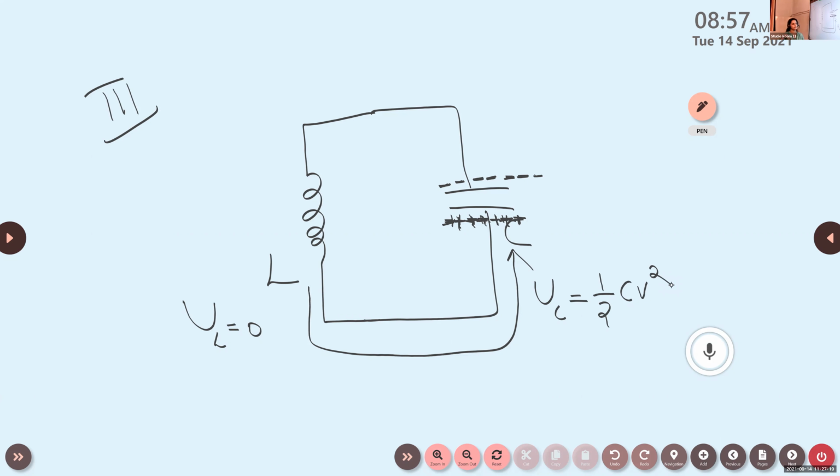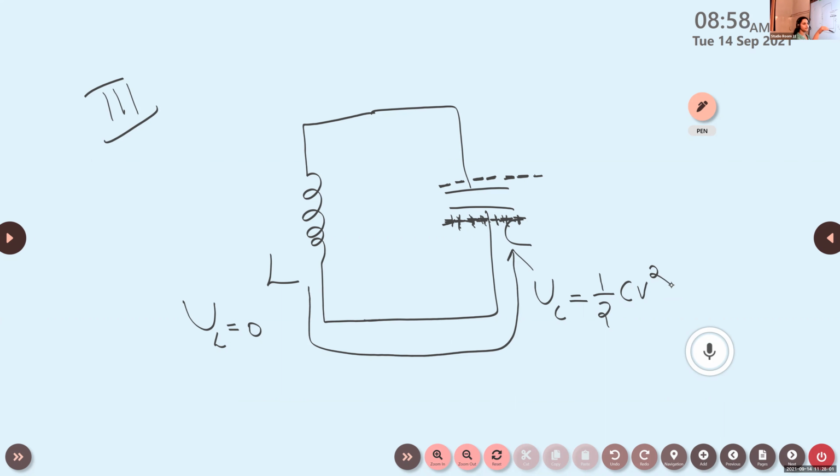So in the third case, after attaining the maximum charge, the inductor started to collapse. Then the energy stored by the inductor becomes equal to 0. The charge from this inductor reaches the capacitor, thereby making the plates of the capacitor positive and negative respectively. That is, the plate which is initially negative becomes positive and initially positive becomes negative. And the energy stored in the capacitor is given by UC is equal to half CV square.